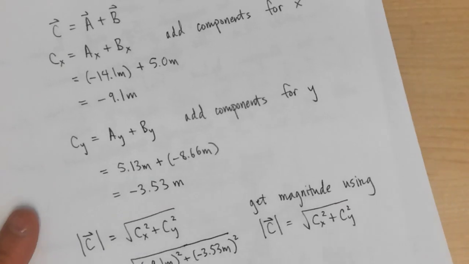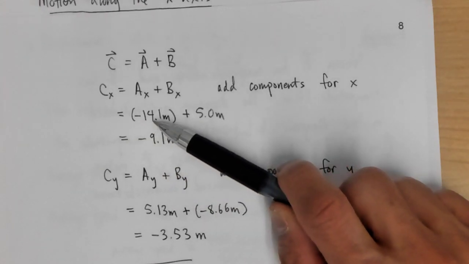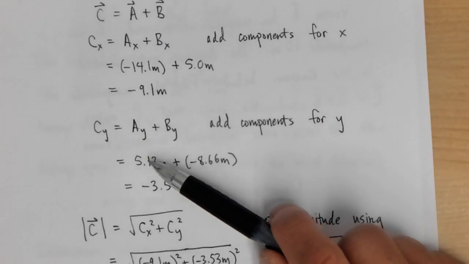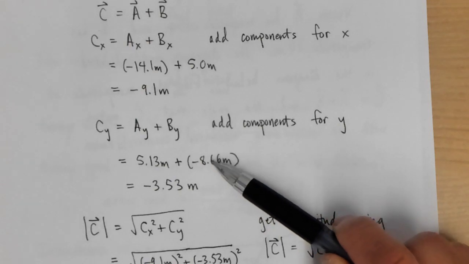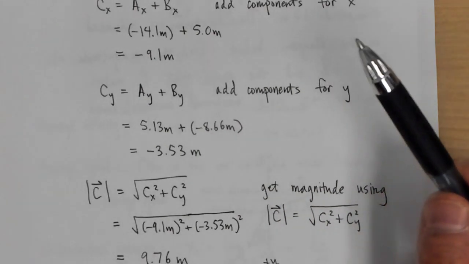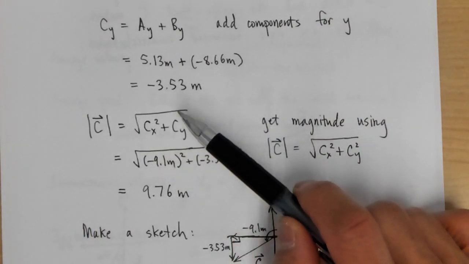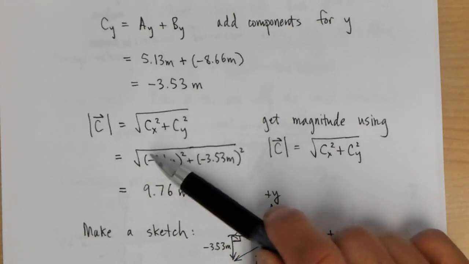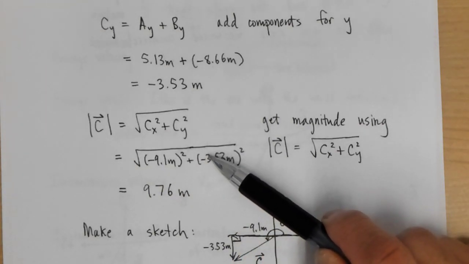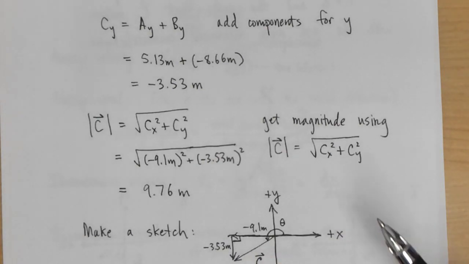So now what we do is we add the components together. The x components are added together. Minus 14.1 plus 5 is minus 9.1. And the y components are 5.13 plus negative 8.66. That comes to negative 3.53. To get the magnitude, you take the sum of the squares and then the square root. So we have the square root of minus 9.1 squared plus the square of minus 3.53. And that comes out to 9.76.